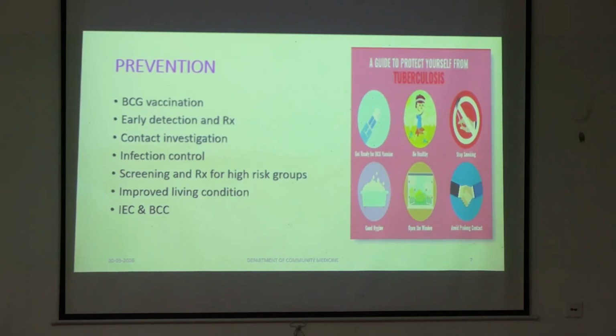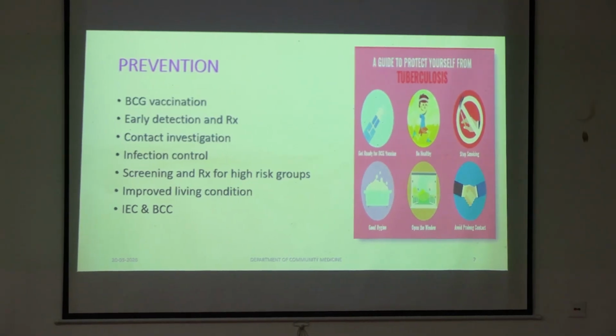And prompt treatment. If we can detect, we can easily treat. Then contact investigation. The perfect word is contact tracing. The exact word is contact tracing. And then infection control. How will you do infection control? Hygiene, hand hygiene, and cough etiquette, like wearing a mask, you have to maintain. And then screening and treatment for the high risk groups.